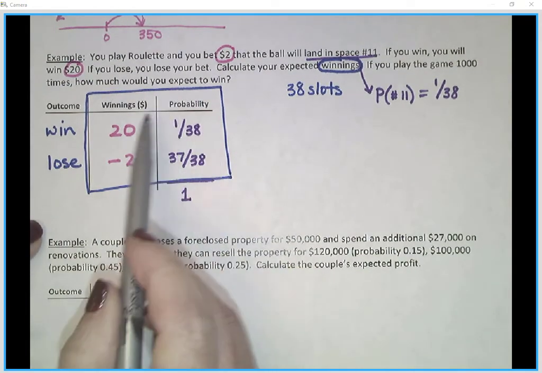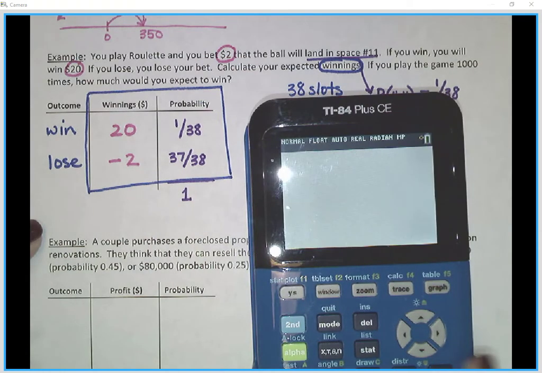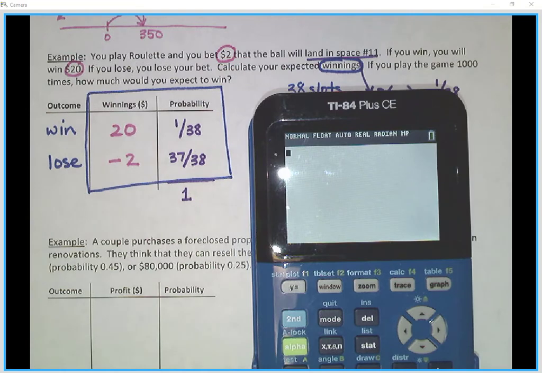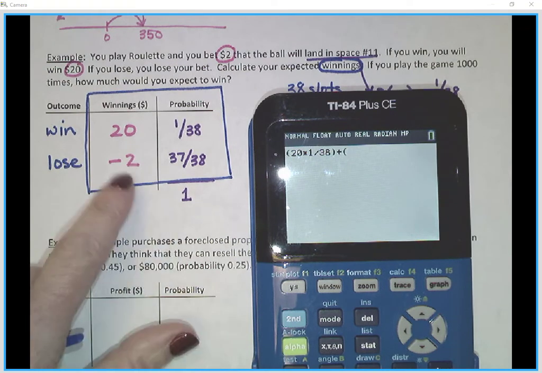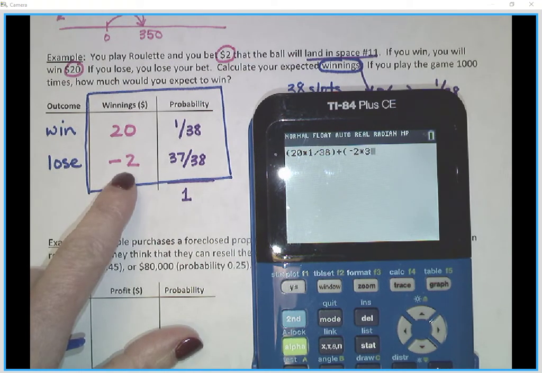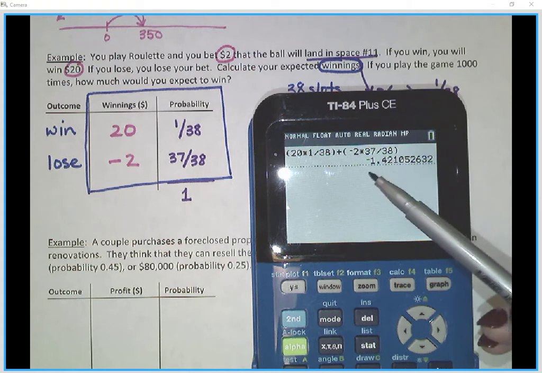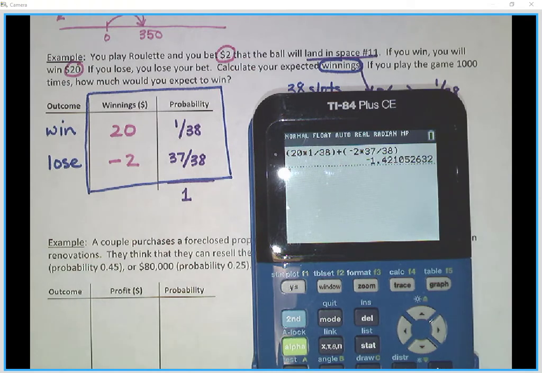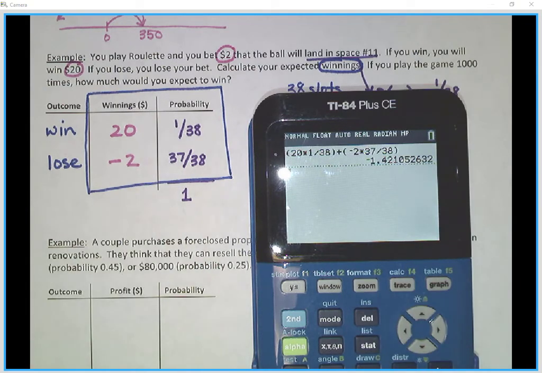All right, so this is our chart. List 1, list 2, if you want to do it that way. Again, I'll show it to you both ways. You can do 20 times 1 out of 38 plus negative 2 times 37 out of 38. You can do it that way. Remember, this is money. So negative $1.42, that's what that tells you. Basically, you're losing money because this is a pretty risky bet. You don't win very often, so you'd be losing money.